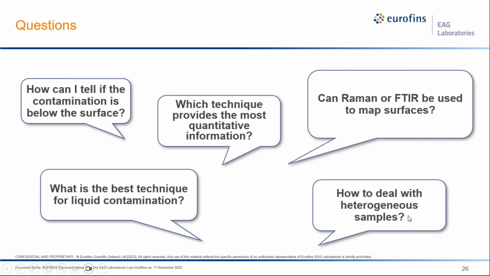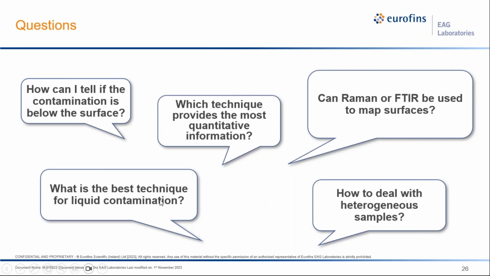How do we deal with heterogeneous samples? Well, if there are multiple visible different looking areas on a sample, we would typically examine them separately. So remove different phases and analyze them separately. And so that's the best way.